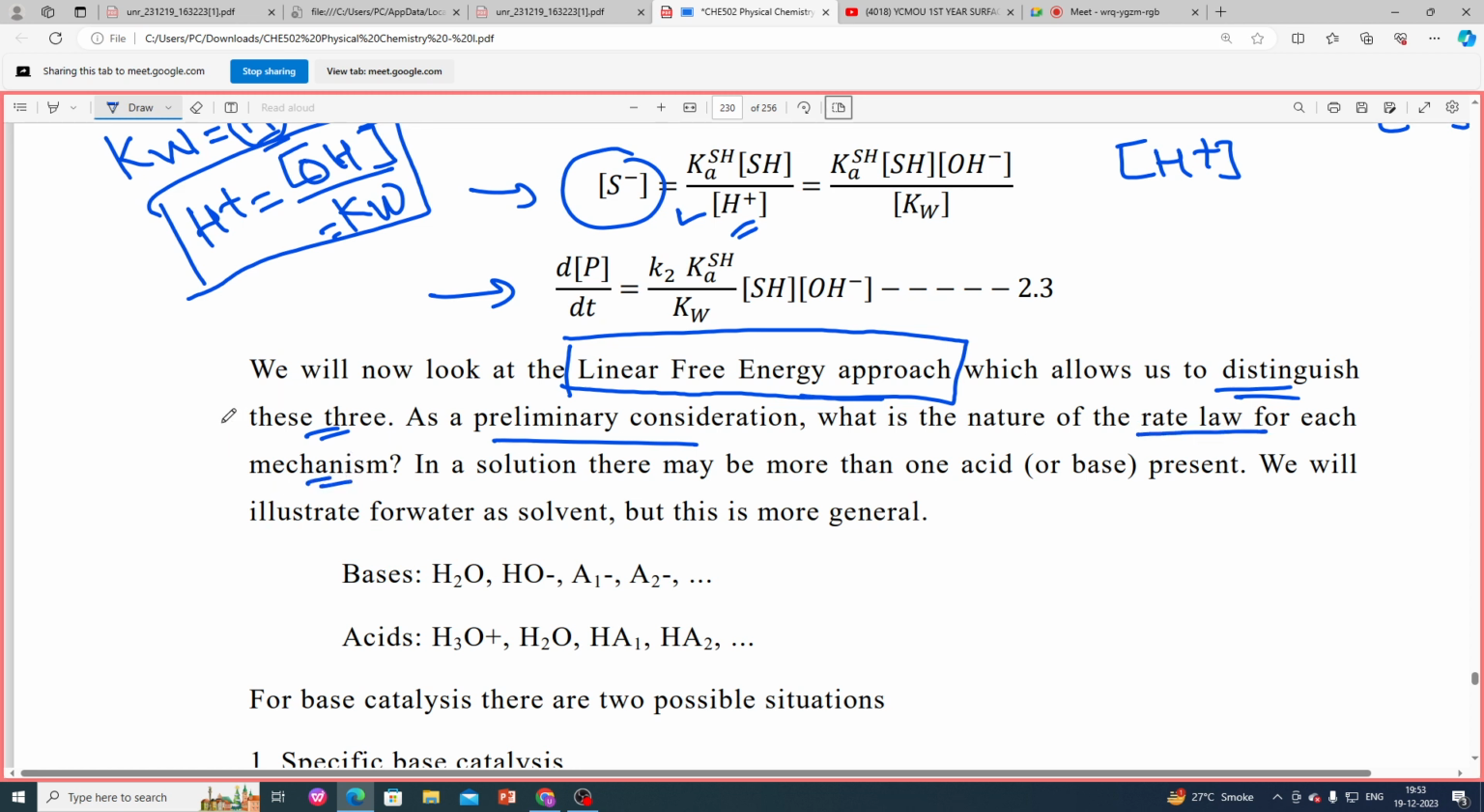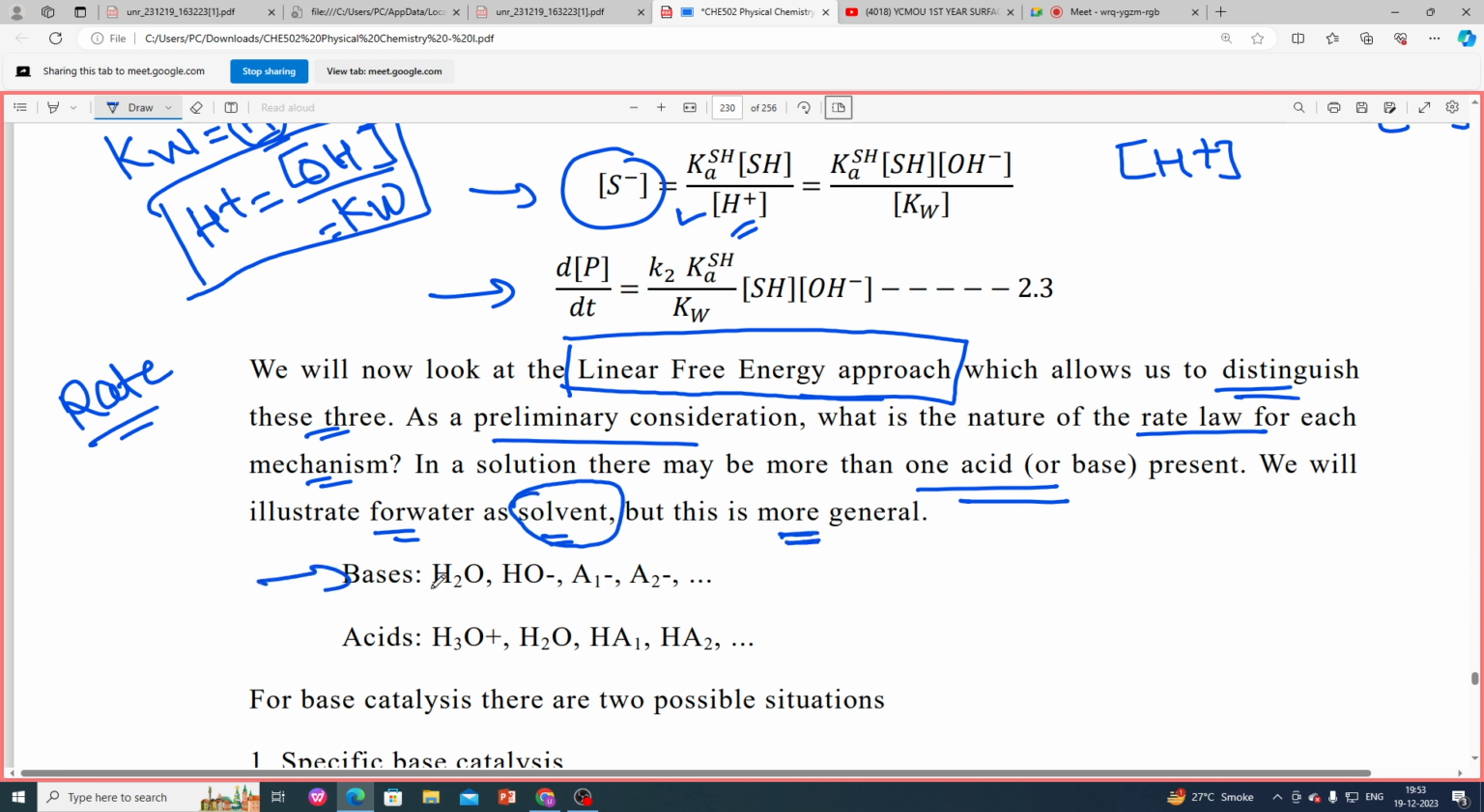Okay, each mechanism में nature of the rate law था, वो कौन सा था ये देखना है। Then in a solution there may be more than one acid or base present, we will illustrate for water as a solvent, but this is more general. Okay, so water एक से ज़्यादा एसिड और बेस रहेगा, so we will illustrate for water as a solvent, but this is more general.